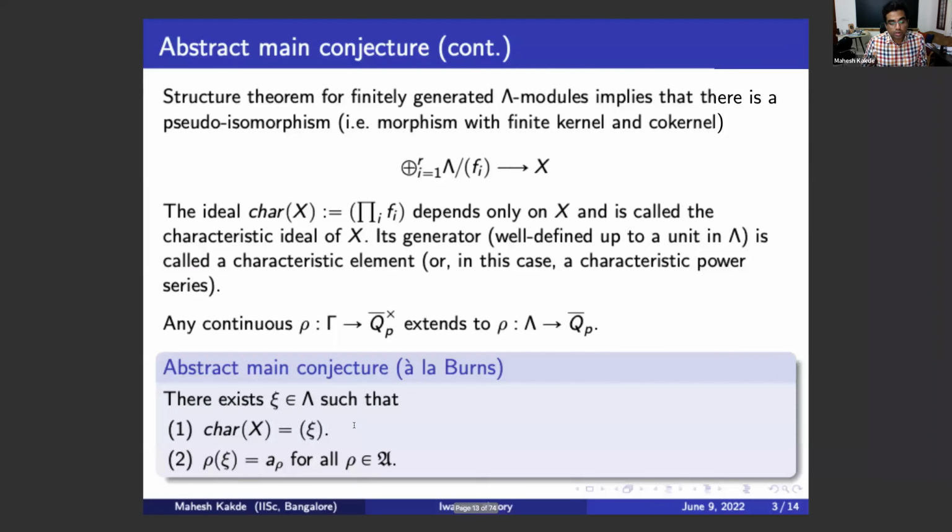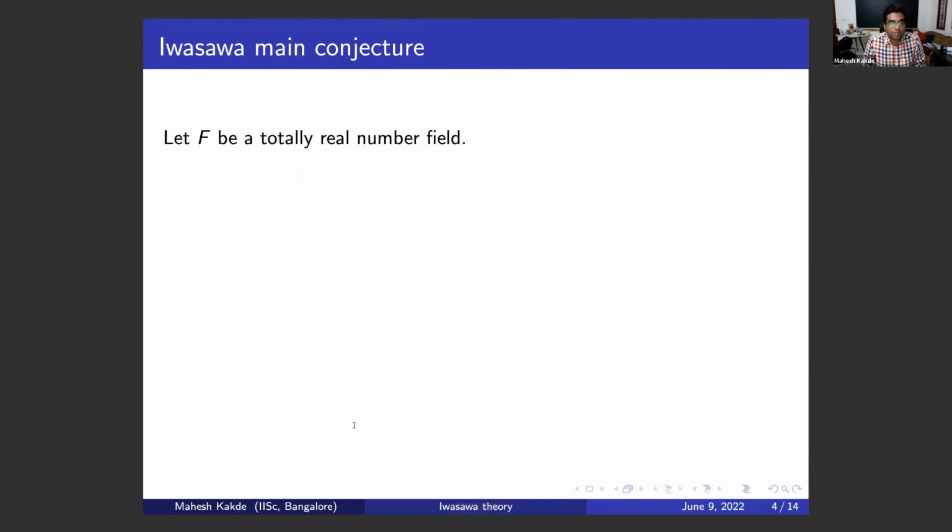Next I'm going to give you some examples of the main conjectures that are well known. The most classical is the Iwasawa main conjecture. This is for totally real number fields. So let F be a totally real number field. Of course, this is no longer a conjecture. It's been a theorem for over 30 years now, due to Mazur–Wiles and Wiles, and I'll say that in a minute.